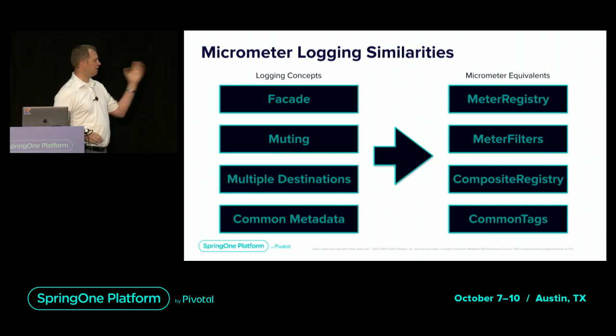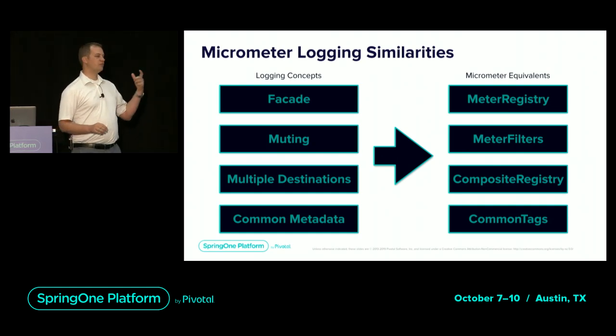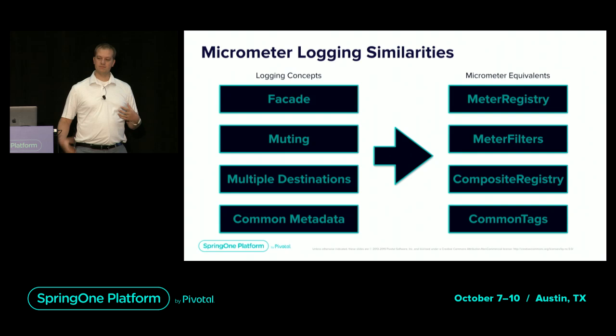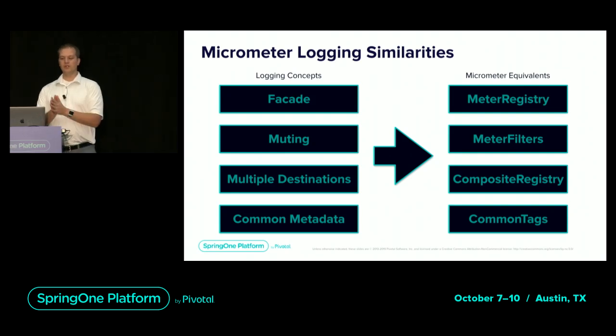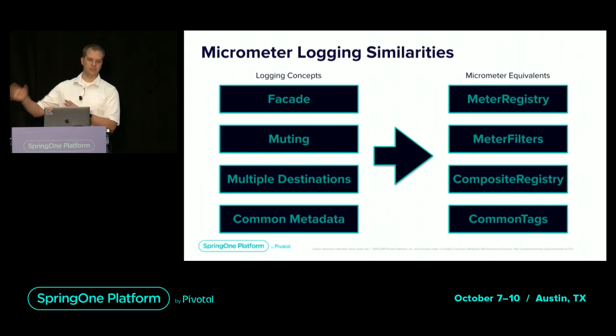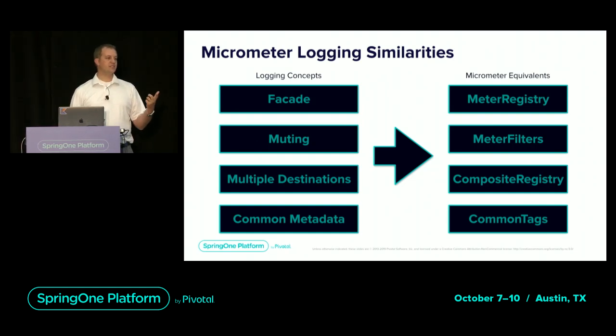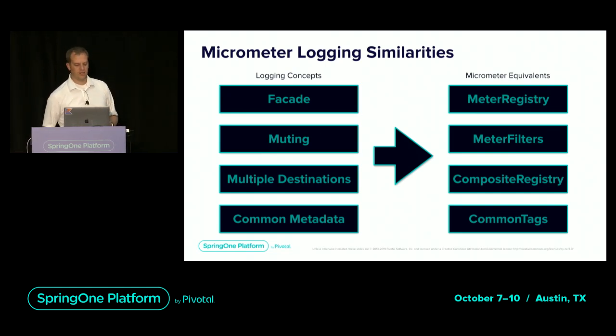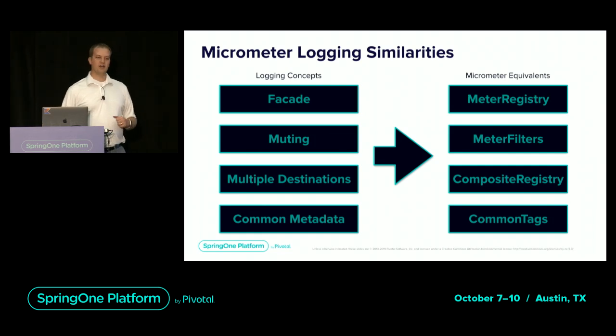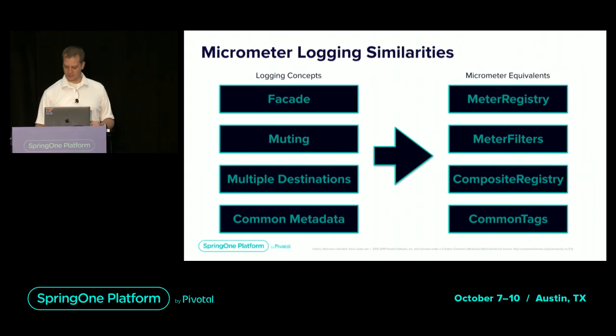So here's the mapping crossing over: for the facade, Micrometer has this meter registry concept. For muting, we'll use meter filters, and we'll dig into and demonstrate using some of those in the demo. When you want to send to multiple destinations, Micrometer has this concept of a composite registry. And so that's a composite of multiple registries. And then for common metadata, you've got common tags. So we'll look at each of those things.